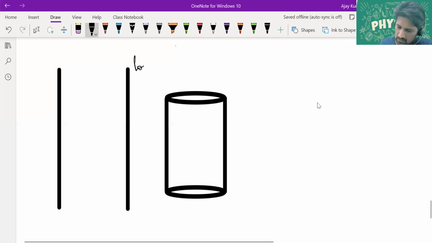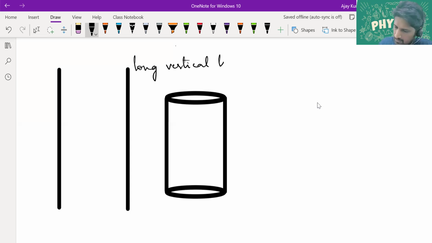Fine. Consider a long vertical tube. You can think of it as a metal pipe itself. And assume that the tube has some grease applied on it, or oil, grease or oil you can consider. Let's say oil is applied to the walls of that tube. Oil viscosity can be taken as eta.